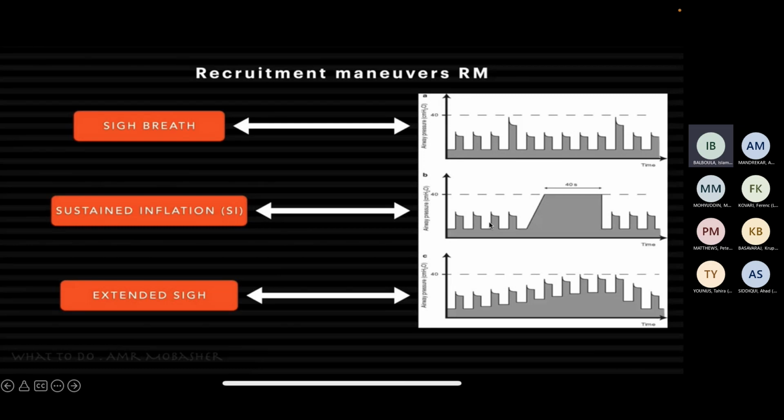As you see, this is the normal breath. Then we can apply CPAP or pressure of 40 for about 40 seconds. But we should paralyze the patient before the trial, and we should carefully monitor the patient for that, because he may develop hypotension or arrhythmia during that.